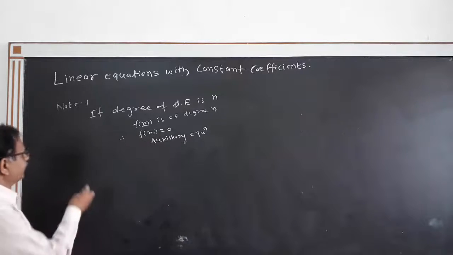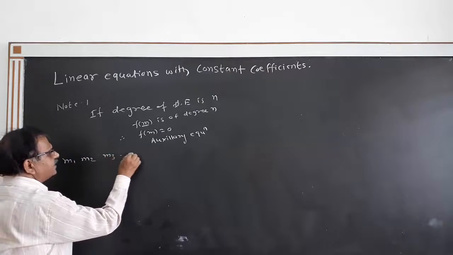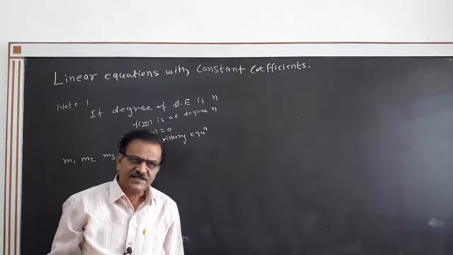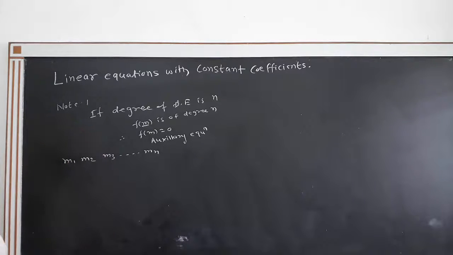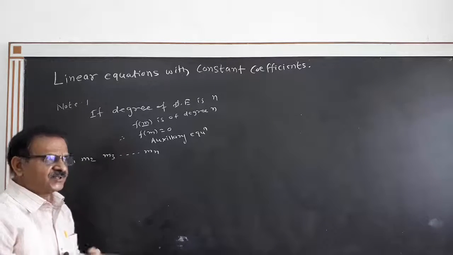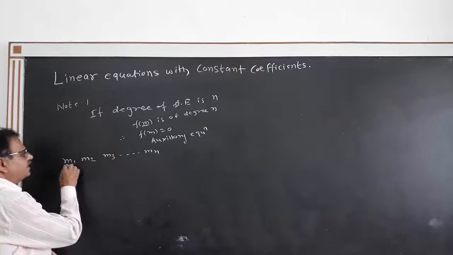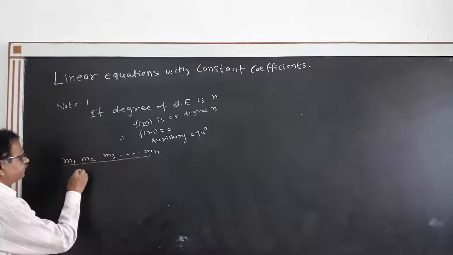And they may be m1, m2, m3, so on, mn. They are all real numbers or complex numbers. They may be real, equal, or they may be distinct. There are so many cases. We shall consider first case. All these mi are distinct. All these roots are distinct.